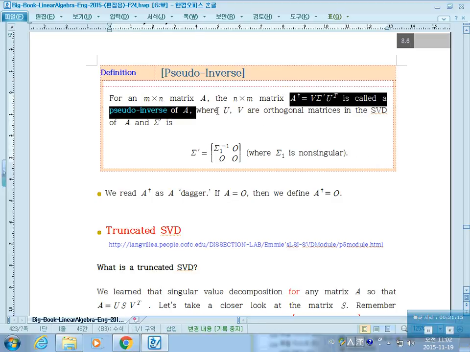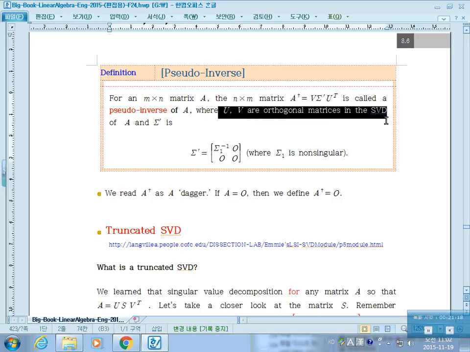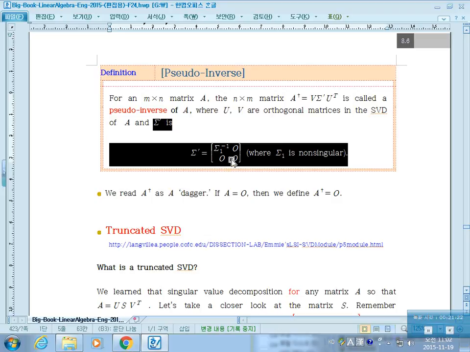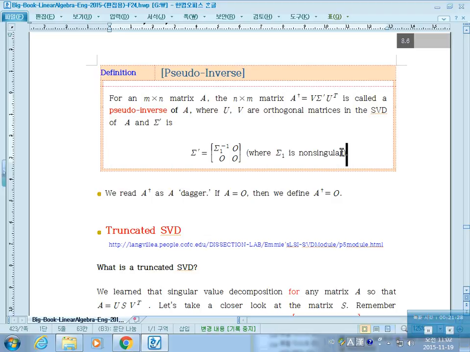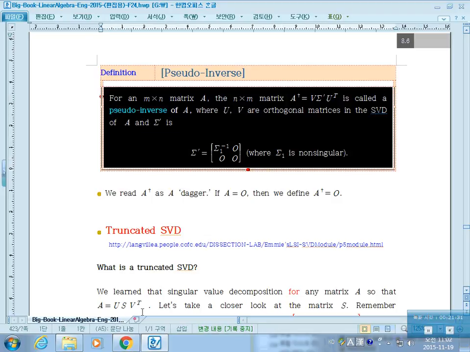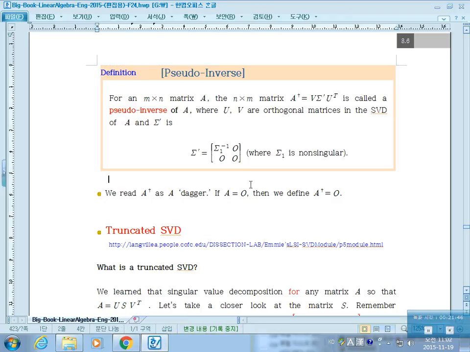Here V and U are the orthogonal matrices in the singular value decomposition of A, and sigma prime looks like this, where sigma 1 is an invertible matrix. If we have a singular value decomposition, then we can always define A dagger with it. So if you can find the singular value decomposition, you can find the pseudo inverse of the matrix A, even though the given matrix is not an invertible matrix.